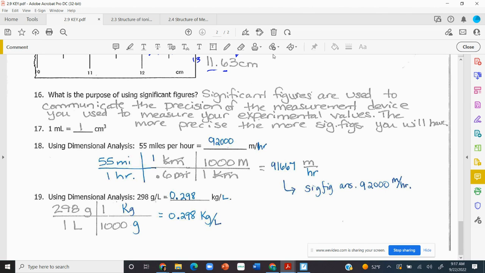And then lastly, we had grams per liter. We want to convert grams into kilograms. I'm not going to give you this conversion factor. You must be able to get that on your own and then put it into the dimensional analysis and work through it.